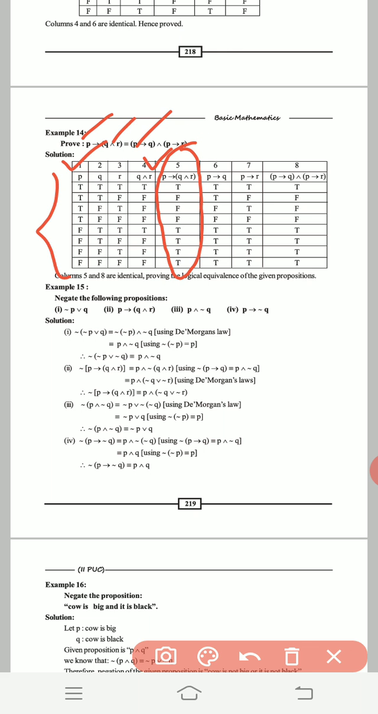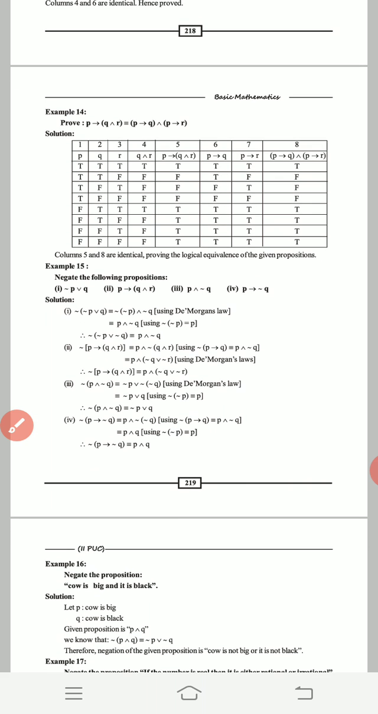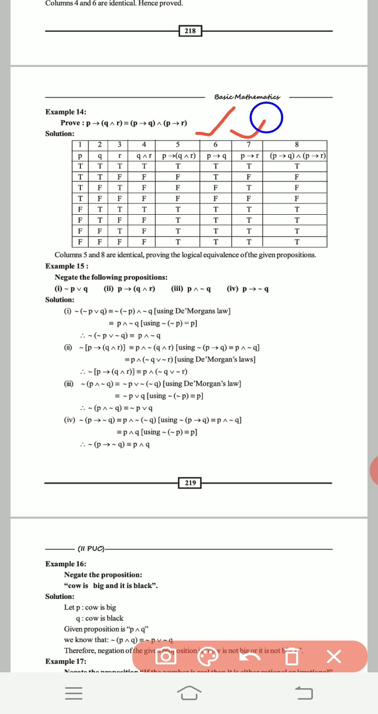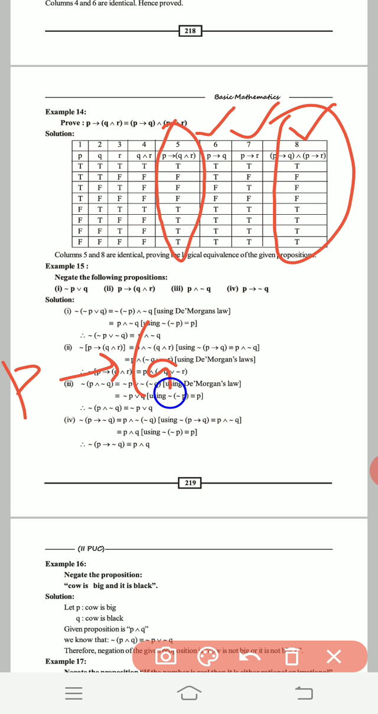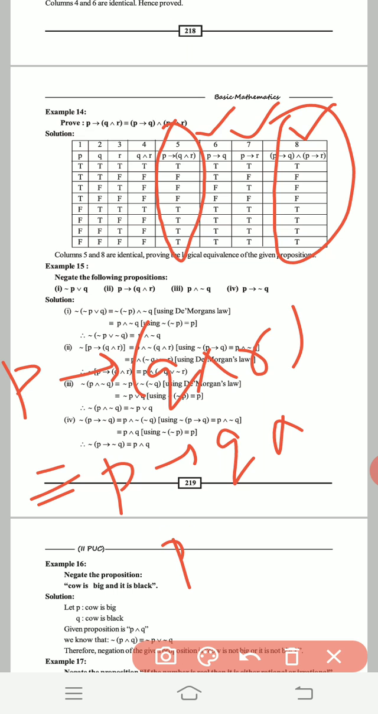That will become the fifth column. Consider this as the LHS part. Again we have to find out P implies Q and P implies R. Okay. Next, (P implies Q) and (P implies R). Now observe the fifth column and eighth column. Okay. Both are identical. Therefore, P implies (Q and R) is logically equivalent to (P implies Q) and (P implies R). Okay. Thank you, students.